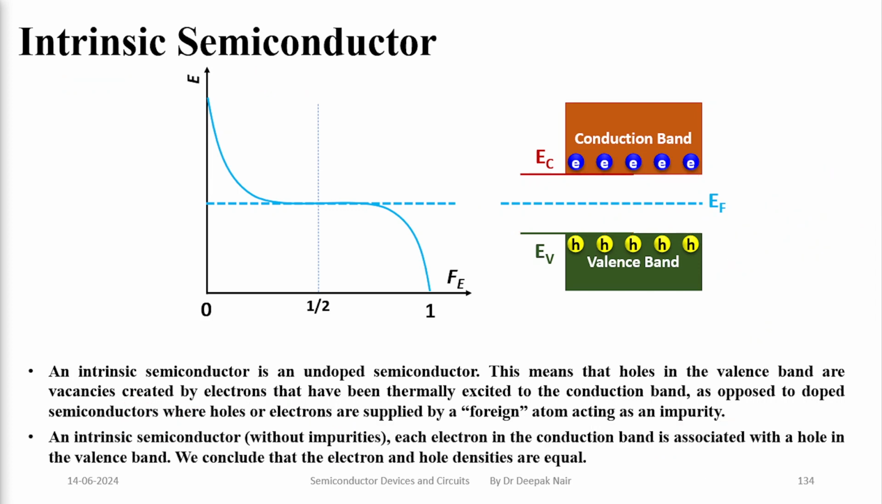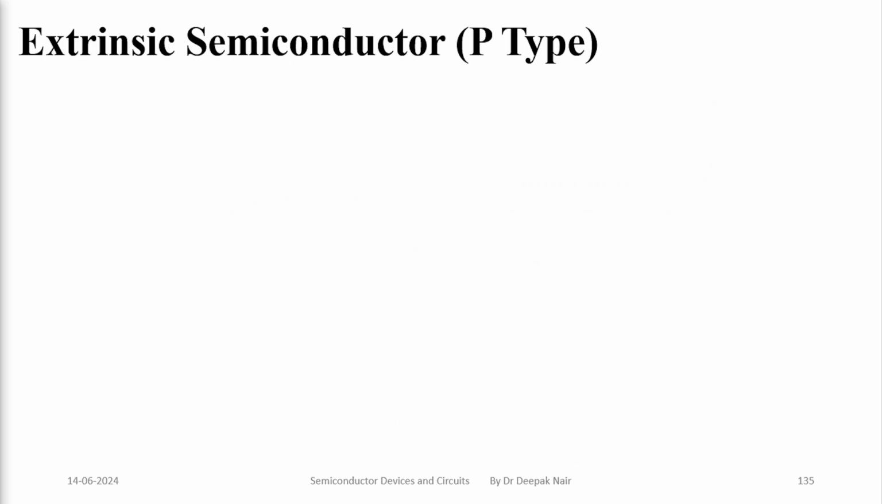Now coming to the extrinsic semiconductor, taking an example of a p-type semiconductor. Remember, p-type semiconductors have a larger number of holes in them. Why more holes?